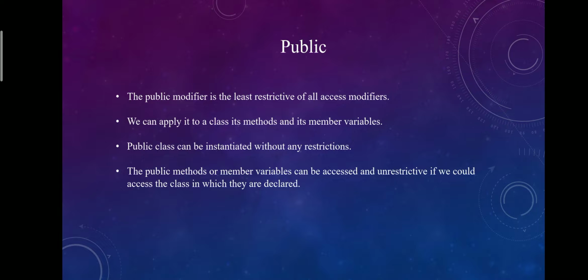The public modifier is the least restrictive of all access modifiers. We can apply it to a class, its methods and its member variables. A public class can be instantiated without any restrictions. A public method or member variable can be accessed without restriction if the user can access the class in which they are declared. So in this class, public can be used from the starting block to the ending block. There is no restriction on public.